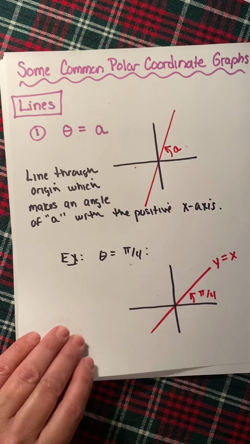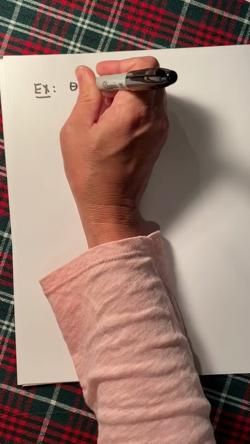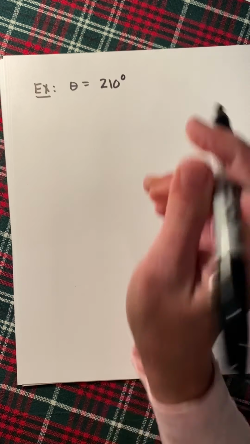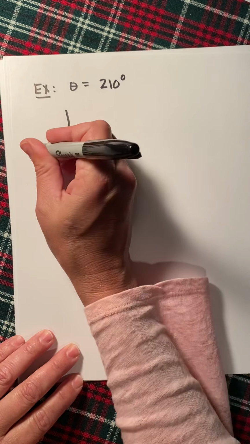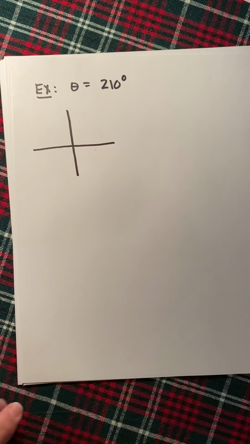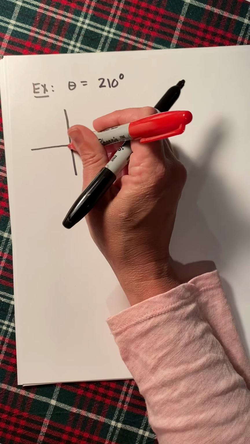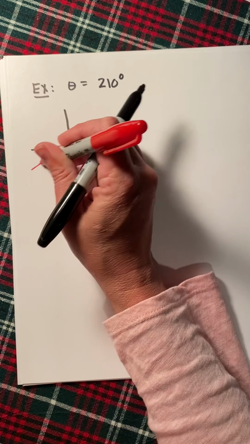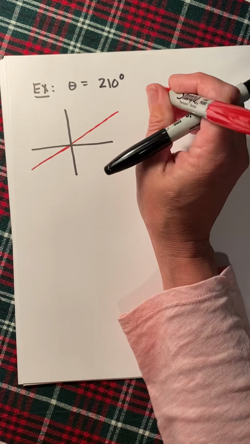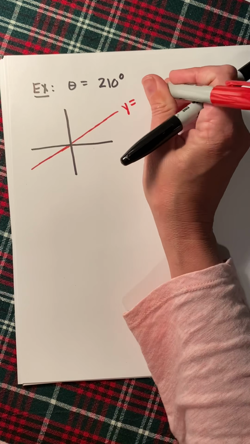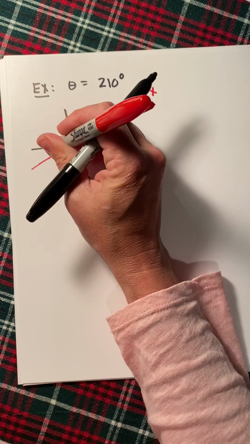What if we had something other? What if I had theta equals 210 degrees? All right, what would that be? Well, it would be a line through the origin with angle 210 degrees. So 210 degrees is down here, so it's 30 degrees past the axis. So that would be our line. What would be the equation? Y equals what x? Right, so we have 210 degrees right here.